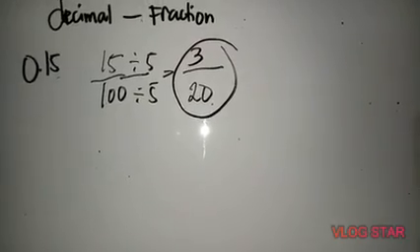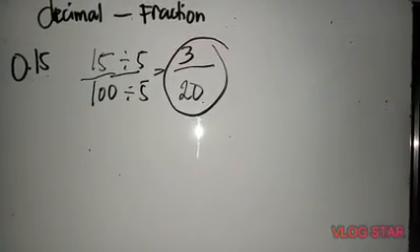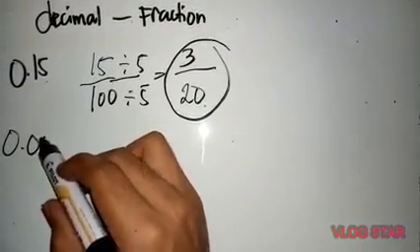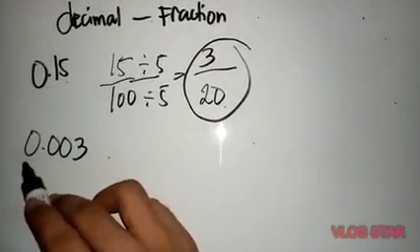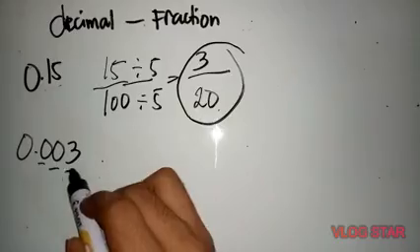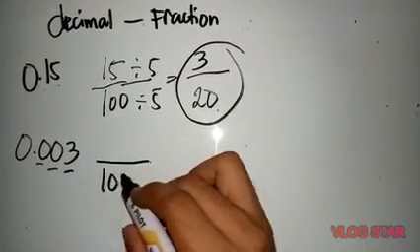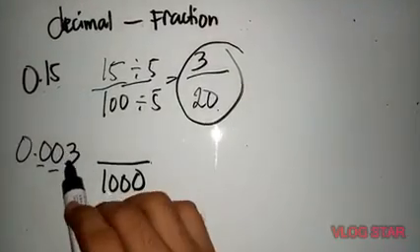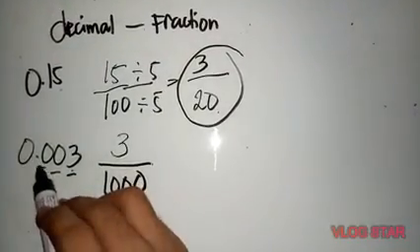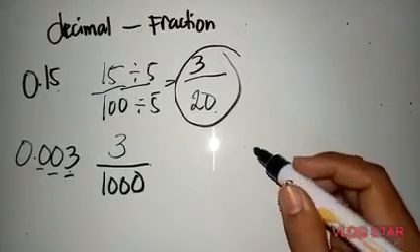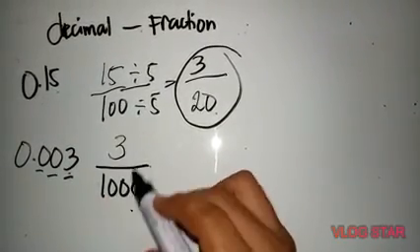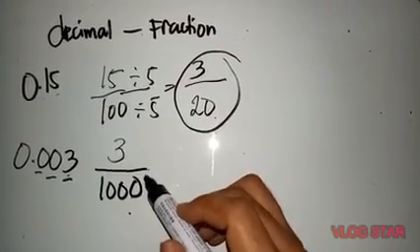Another example is 0.003. Tenths, hundredths, thousandths. So our denominator is 1000 and the numerator is 3. So the fraction form of 0.003 is 3 over 1000, and we read this as 3 thousandths.